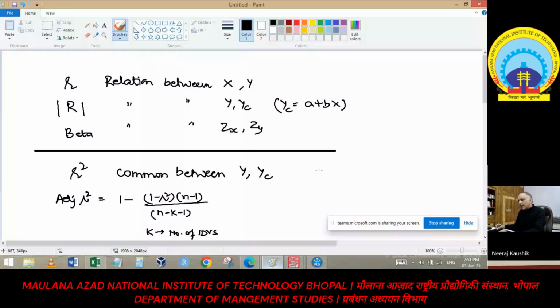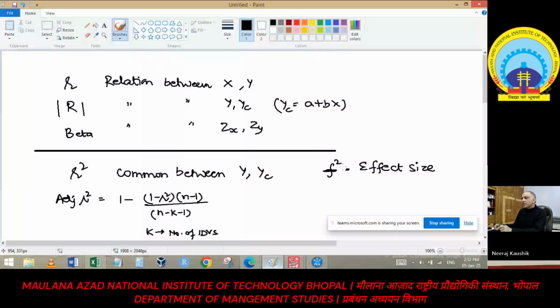There will be one more thing, F square. F square will be effect size. R square is always mentioned from the perspective of DV. How much individual IDV is contributing, that is called the F square.